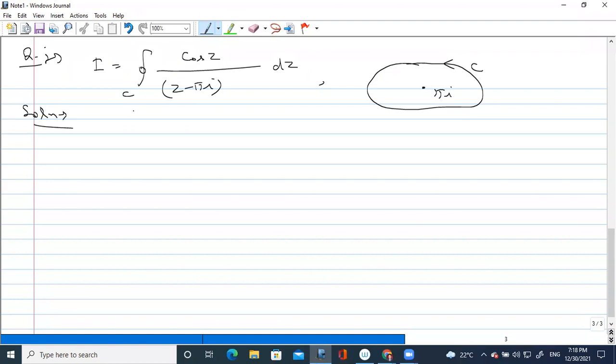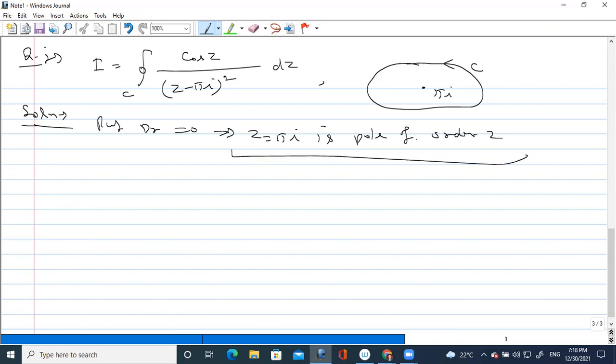So you can apply two methods here. One, you can get the Laurent series, or you can apply the formula for a pole of order 2. Here, put the denominator equal to 0, so z equal to pi i is a pole of order 2. Understood? I told you one method: when there is a pole of order n, you can find the residue at z equal to pi i.